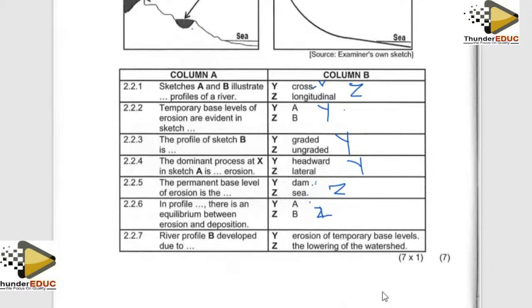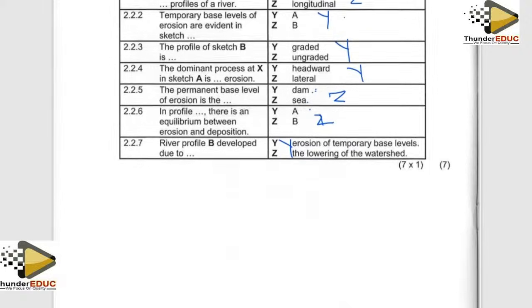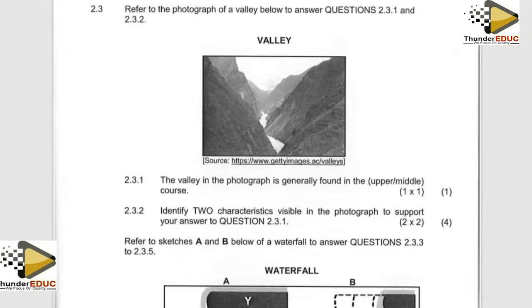Then we go, the river profile B. This B here developed due to erosion of the temporary base level or the lowering of the watershed. The answer becomes Y. So it's erosion of the temporary. So when these ones are eroded, it becomes concave. Okay. We proceed. 2.3. Refer to the photograph. The photograph there that is indicated is a valley below. So you look at this photograph.